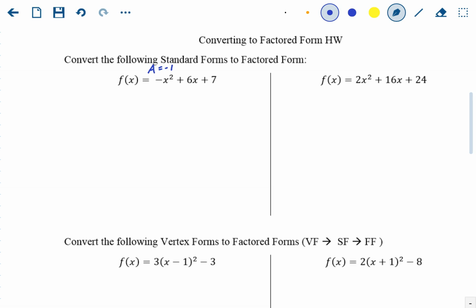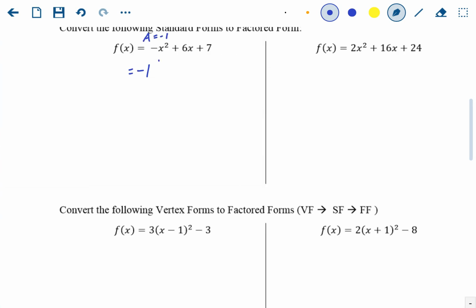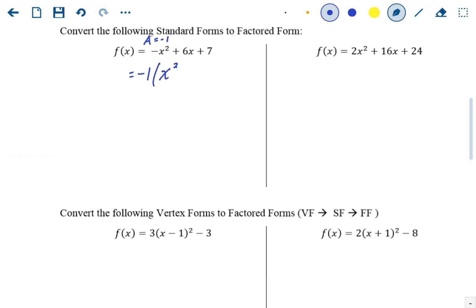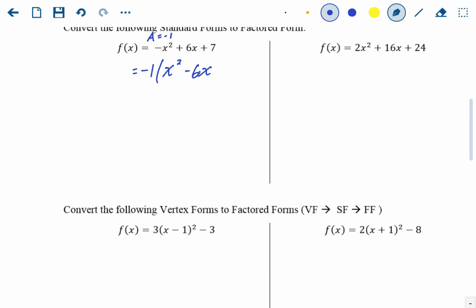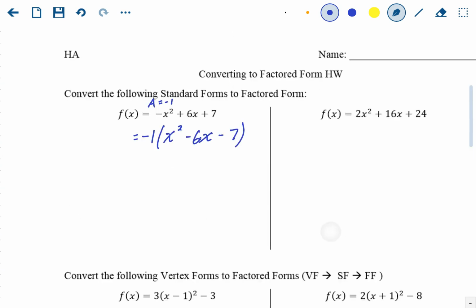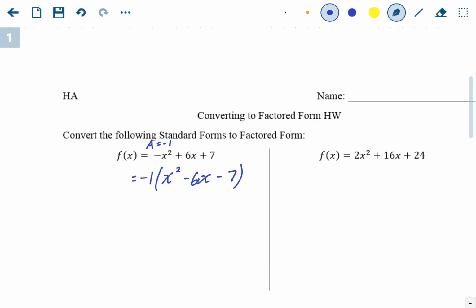So we're going to pull out -1. You can put the -1 or you can just put the negative sign. And all that's going to do is flip all the signs. It's going to give us positive x squared minus 6x minus 7. And then from here, you just factor, product sum. These are the easy ones. If there's not a number in front of x squared, you just figure out what multiplies to the last term and adds to the middle term.